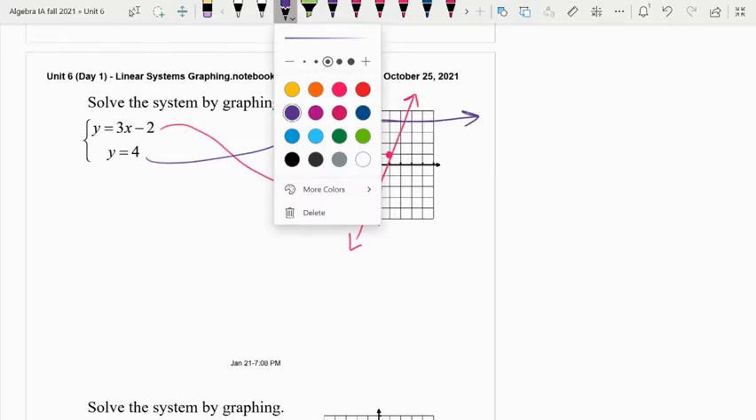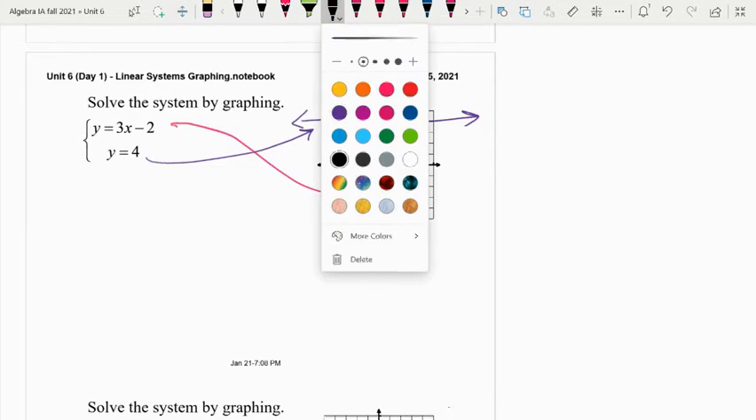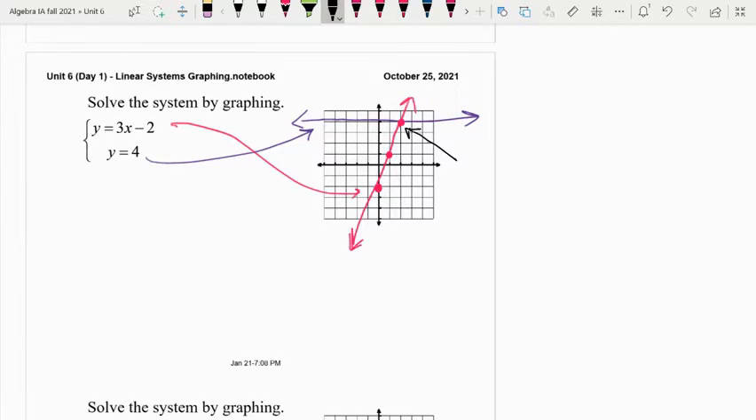Now I'm not liking that red line too well, so let me add a few points to make it a little better. So up 3, 1, 2, 3 over 1, I can see it meets right there. Sometimes it's helpful to put more than 2 points on that line. So my solution is right here, and your answer would be (2, 4). So that is my solution.